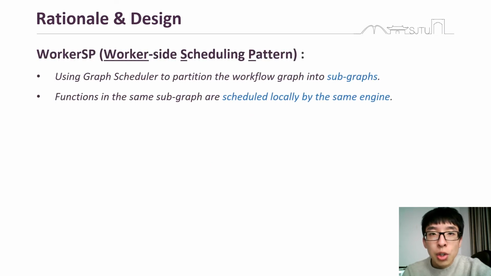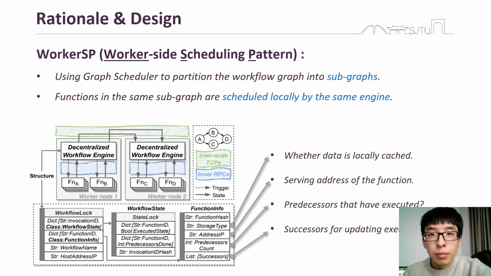Second, each worker node is deployed with a decentralized workflow engine that follows worker SP to trigger and manage functions. Because the DAG is predefined and partitioned by the graph scheduler, functions become addressable in the workflow engine. It makes worker SP possible to provide a faster and more efficient workflow execution logic.